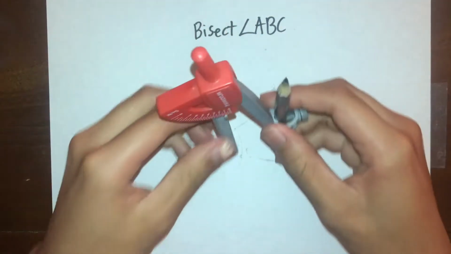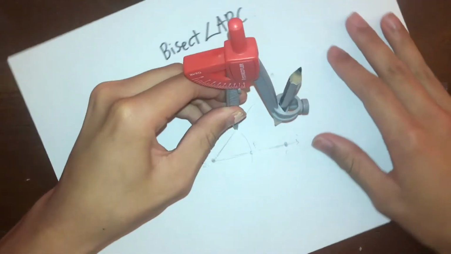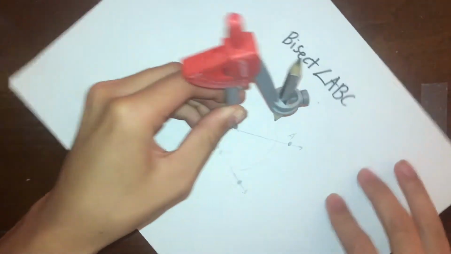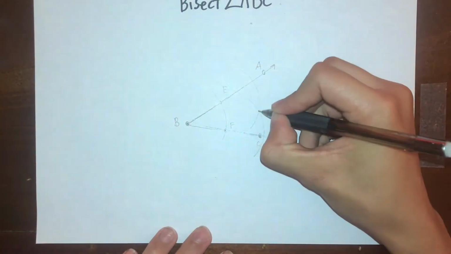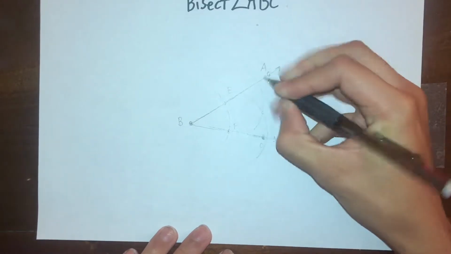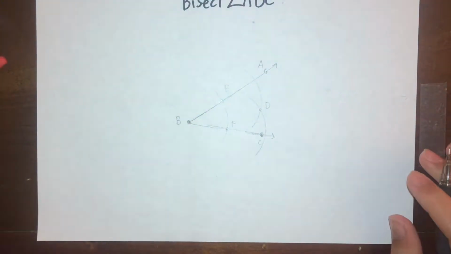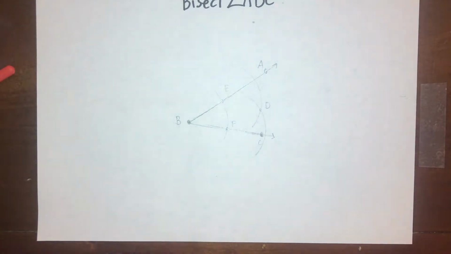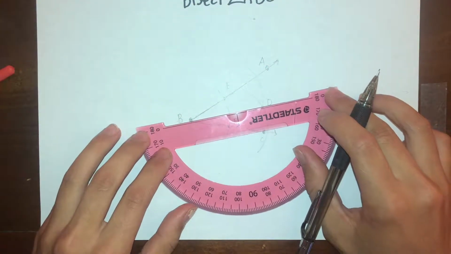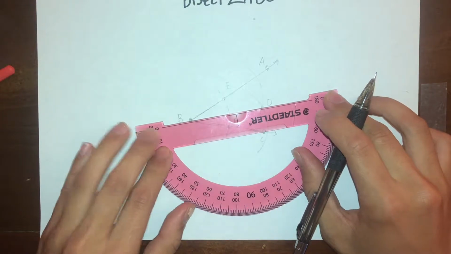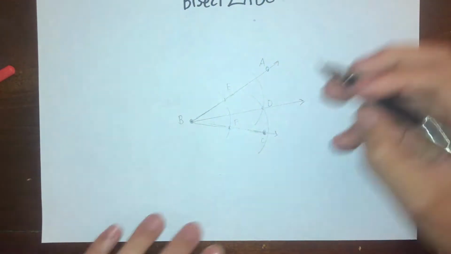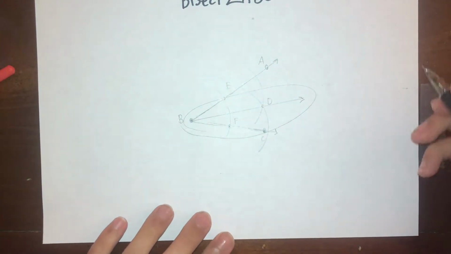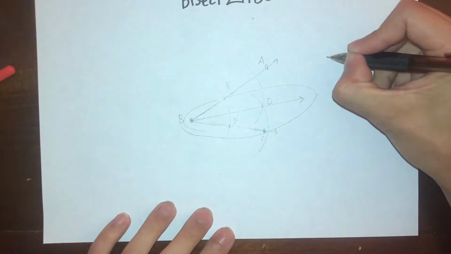Then with the same compass setting, you will create 2 more arcs around each intersecting point. The point where these 2 arcs intersect, we will label D. Then get a straight edge, like a protractor, and draw a ray between point B and point D. This is your bisecting angle, or line that bisects your angle.